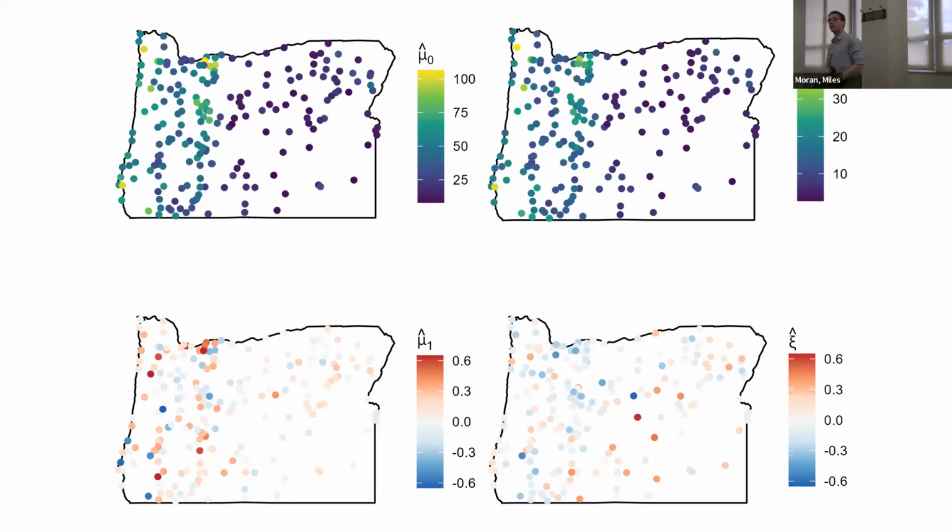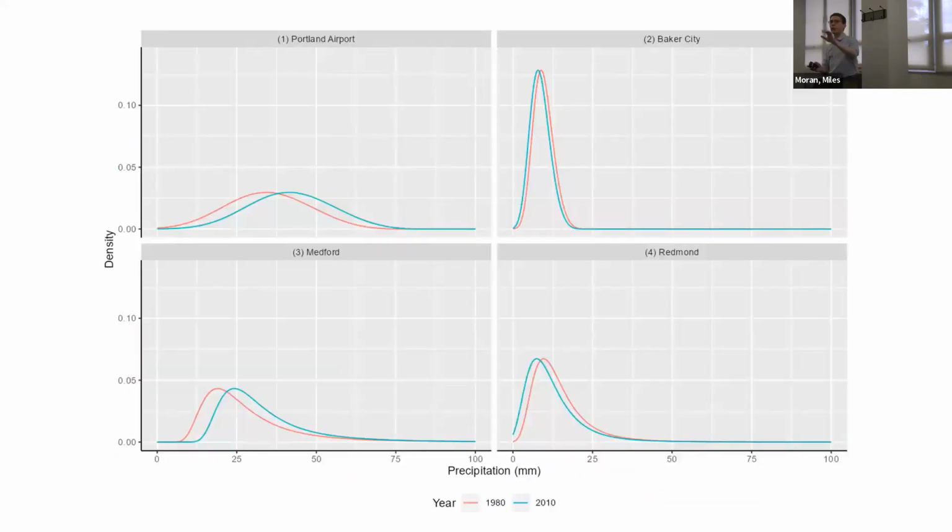Another way to slice up this result is by looking at actual specific distributions directly. So I've got 4 select locations here, trying to get a good representation for the 4 corners of Oregon. We have a weather station in Portland Airport and Medford, which show that their estimated GEVD densities have shifted or increased generally in value in the last 30 years. The blue lines here are the estimated densities in 2010 versus the red lines, the estimated densities in 1980. We see a noticeable increase in typical values in the last 30 years.